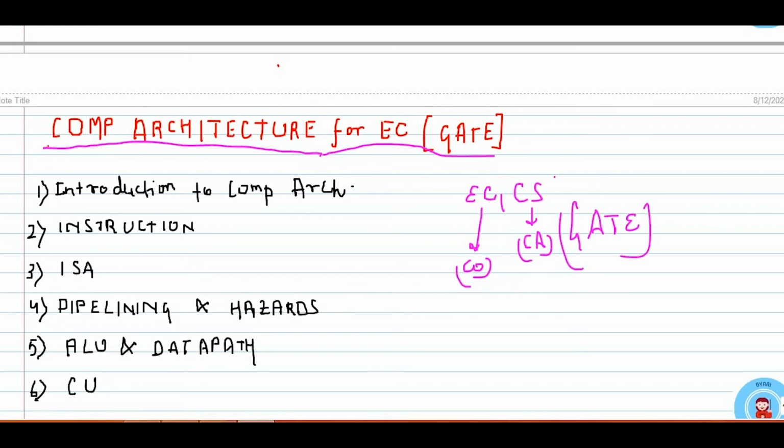Also, people who are preparing for UGC NET and all those exams can also get a basic understanding from here. This lecture will also be useful for BTech students to get a very sharp and exhaustive understanding of how the CPU actually works. I have divided the syllabus into some number of chapters.